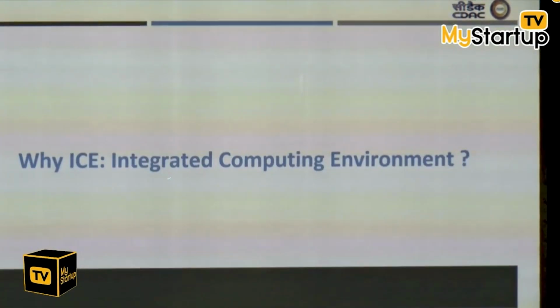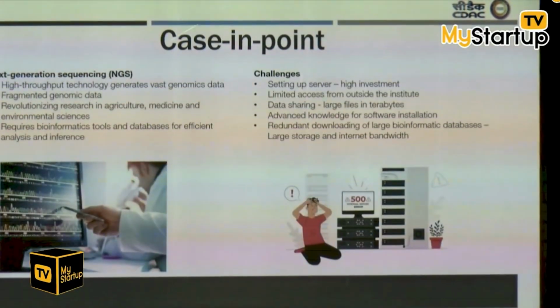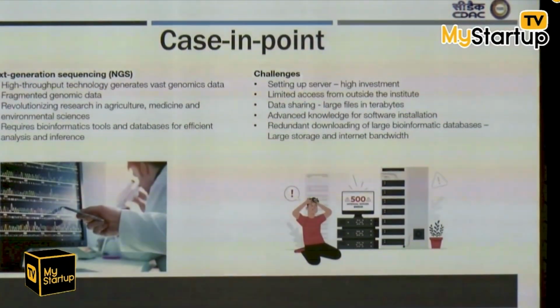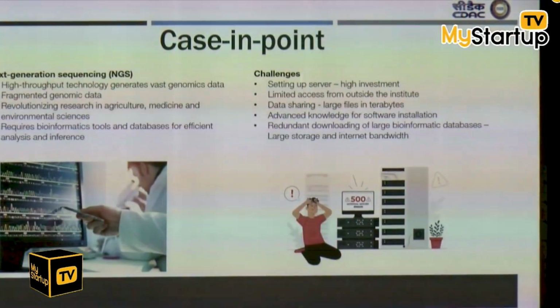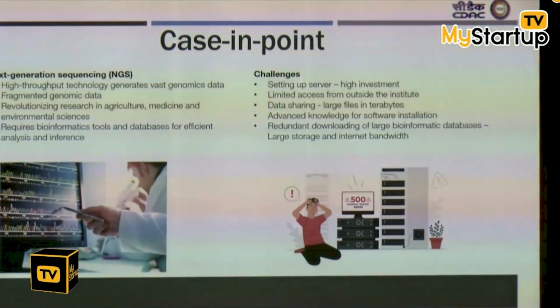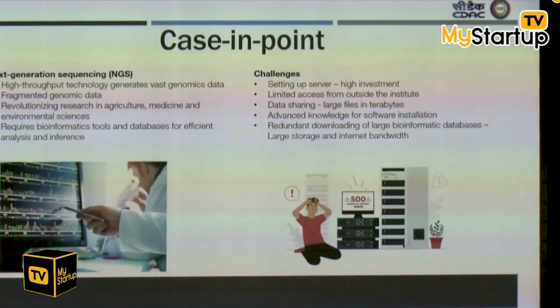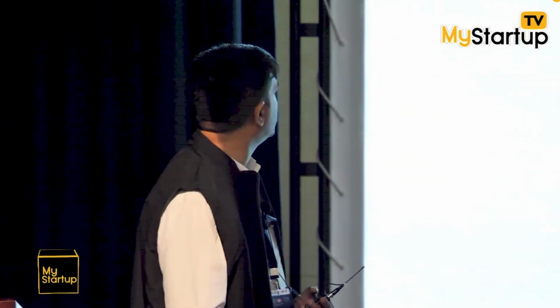Now, why have we developed ICE, the Integrated Computing Environment? All of you might be aware that when NGS initially came, it was very costly to do genomics. But now, with advancements in technology, you are able to generate vast amounts of genomics data. Each of these academic labs is generating data, but the data remains at their end. It becomes difficult to share genomics data with different labs because the data generated from genomic sequencing studies is in GBs or TBs. That is one of the major issues.